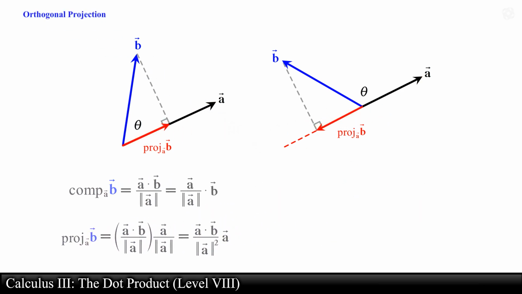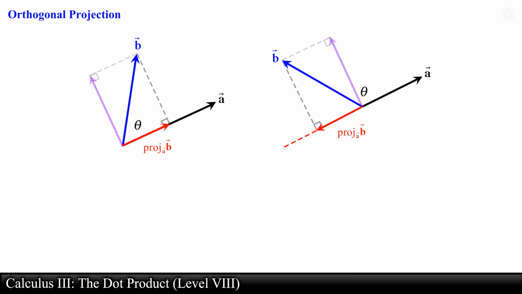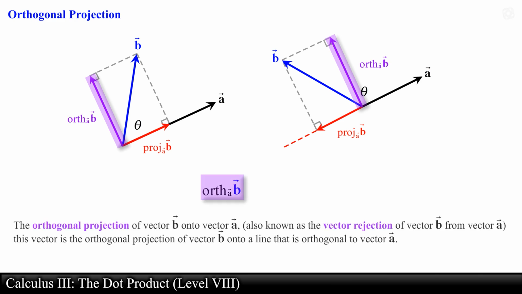The final projection that you should be familiar with is the vector component of vector B orthogonal to vector A. This vector is denoted as follows. This is referred to as the orthogonal projection of vector B onto vector A. It is also known as the vector rejection of vector B from vector A. This vector is the orthogonal projection of vector B onto a line that is orthogonal to vector A.